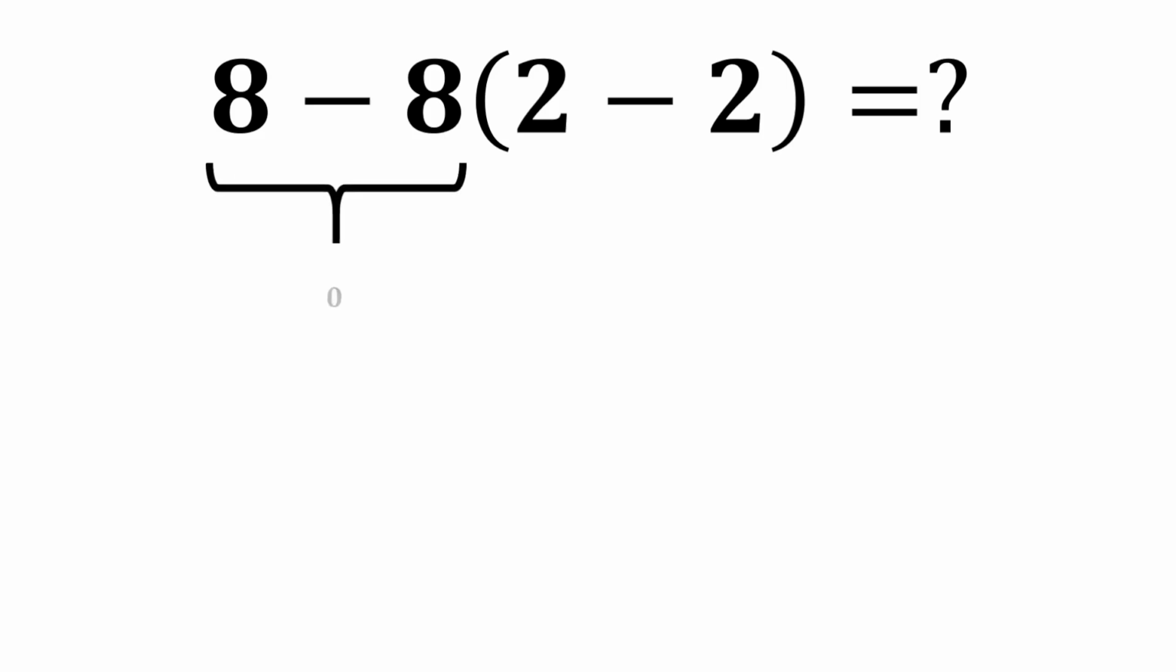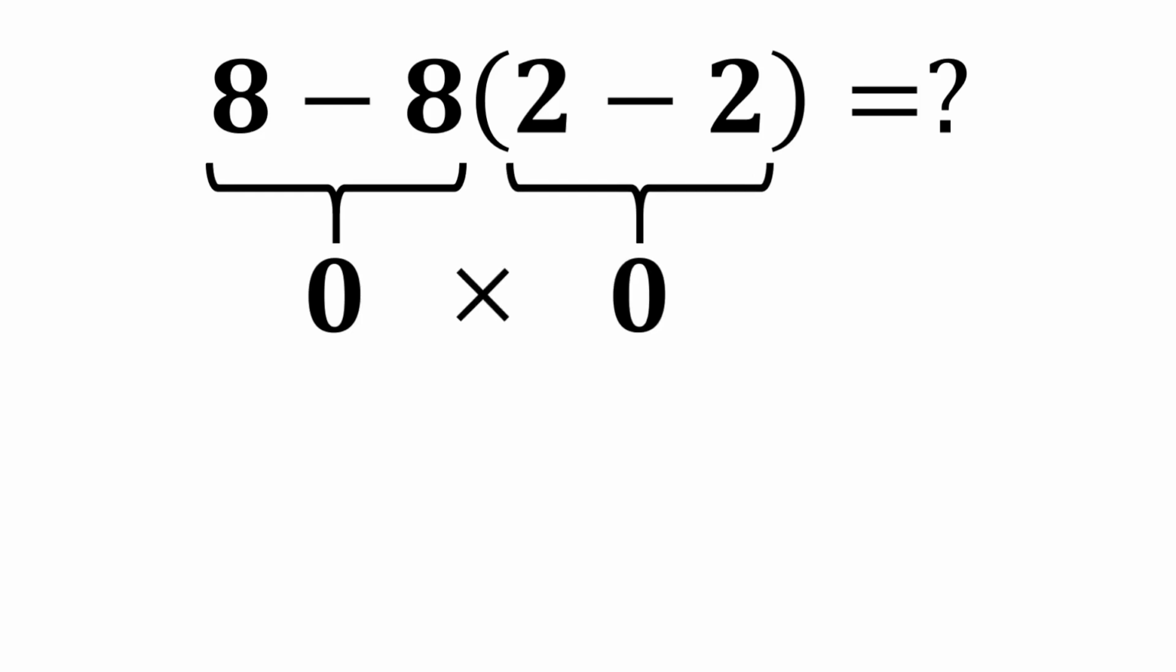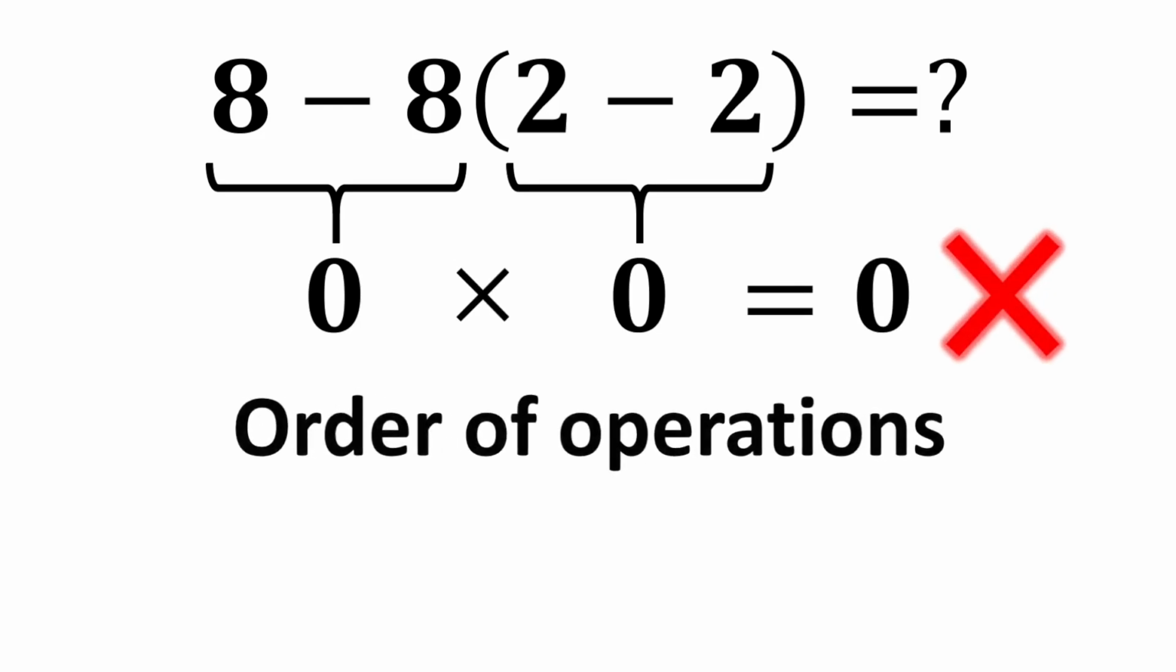8 minus 8 equals 0. And then, inside the parentheses, 2 minus 2 also equals 0. Finally, 0 times 0 equals 0. But this answer is not correct, because we did not follow the order of operations, which is one of the most important rules in mathematics.